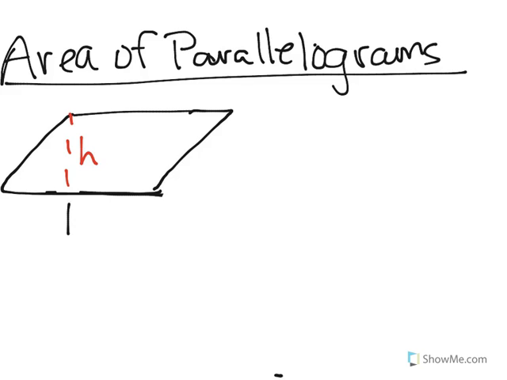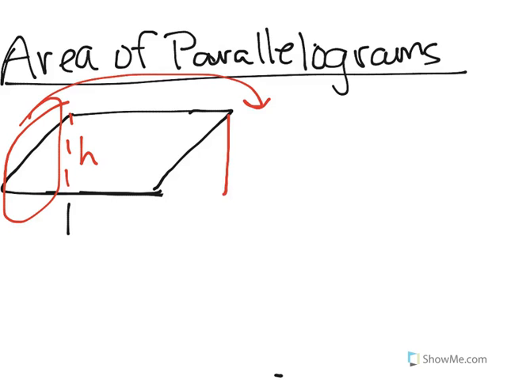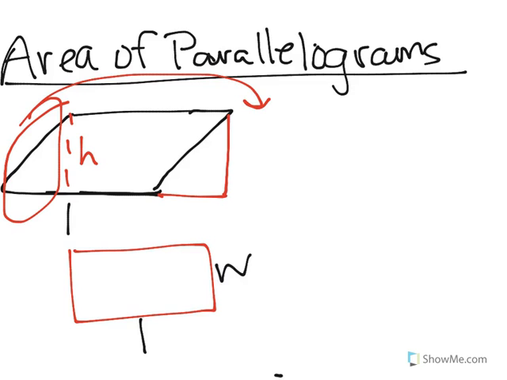Well, if I take this little triangle, because it looks like a triangle, and I move it right here, I now have what looks like a rectangle. My length, my width. So guess what the formula is for area of a parallelogram? Area is equal to length times width.